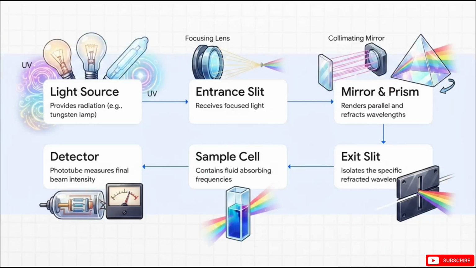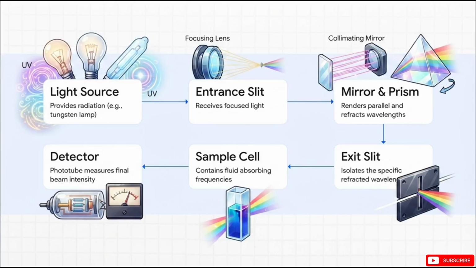Let's actually break down that mechanical sequence step by step, because this is exactly how you should describe it on a test. Step 1. We start with a light source providing the radiation. This is often a tungsten lamp if we want visible light, or a hydrogen discharge lamp for ultraviolet. Step 2. The light is focused onto an entrance slit. Step 3. The beam hits a collimating mirror, which makes the light rays perfectly parallel, before bouncing it through a prism, which refracts or bends the light to separate out all the different wavelengths.